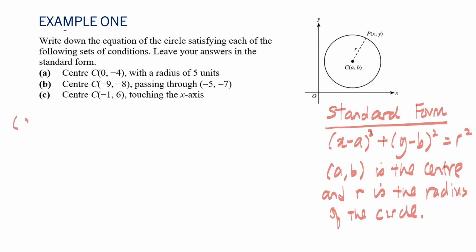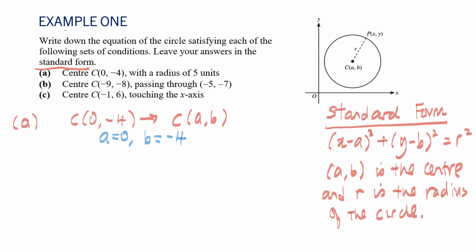Let's do part A. You're given center (0, -4) and radius 5 units, and you're asked to write down the equation of the circle. Leave your answer in the standard form. It specifically asks you to leave it in standard form. If you compare the center, you can see that a equals 0, b equals -4. So we're going to substitute inside the standard form formula.